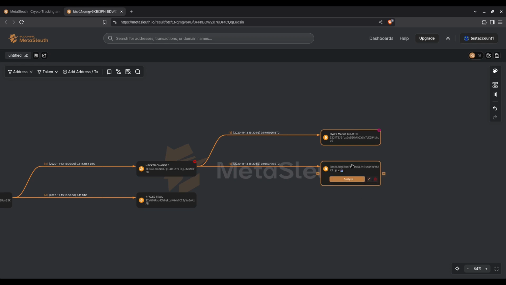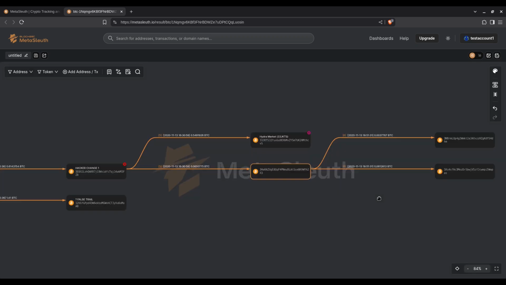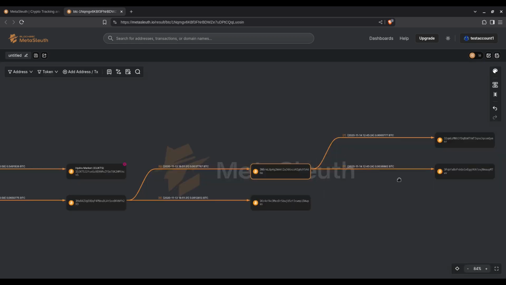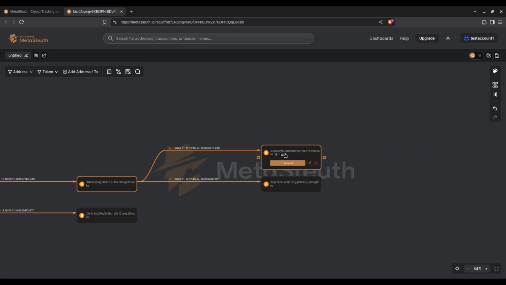From here, we see 2 outputs. As before, we follow the next change address, typically indicated by the same address format. At the next step, all outputs start with a 3, so the address won't help us much. Instead, we use another clue, small change amounts. Here, the smaller amount is likely the change address.